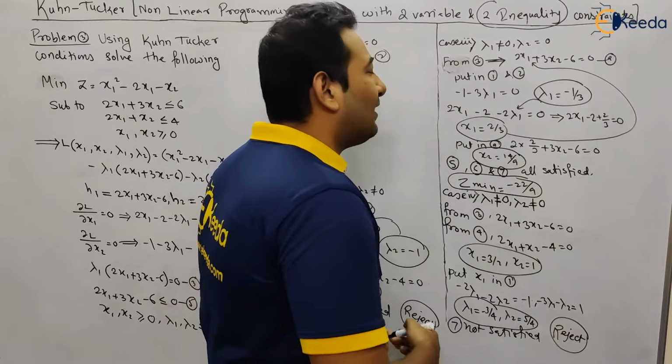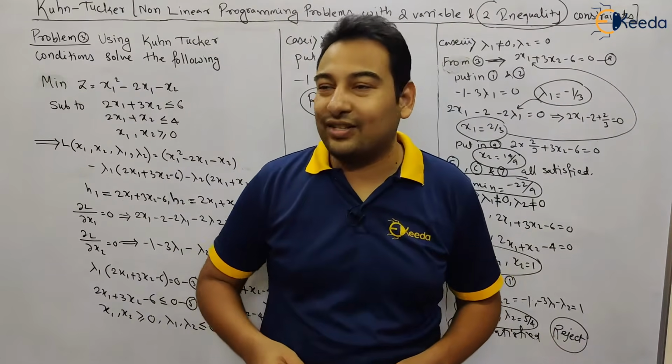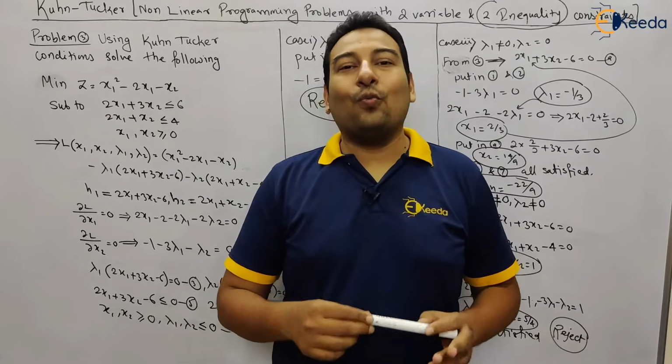Only one pair will be accepted and that's the solution, but we need to solve all the 4 cases. So this is the problem of minimization type. Hope you understood. We're done with it.